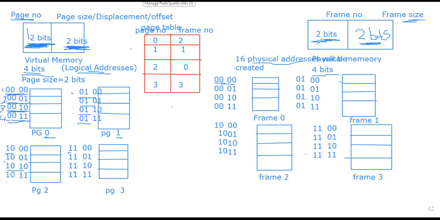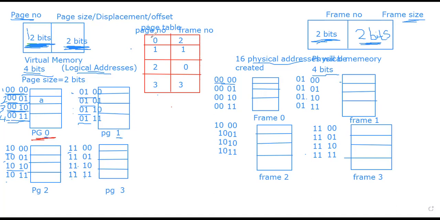Now listen to the logic. Say I have A in the virtual memory. Our operating system is responsible for mapping using the page table, so the operating system must see the page table. A is in which page? A is in page 0. Now come to the page table.